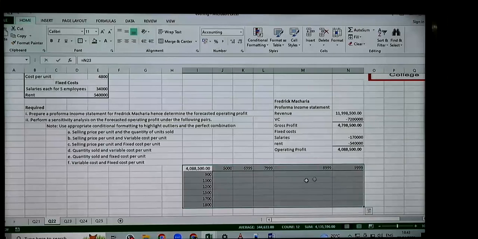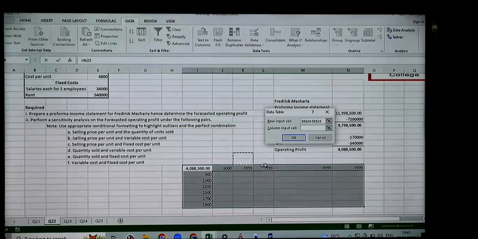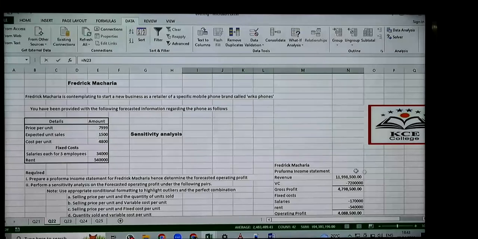Okay, I've already selected the data while I was creating the table. So I'll just go directly to Data, then What-If Analysis, then Data Table. Here, for the row input, don't input from here. That's why I told you we were linking the sales. So for the row input, it is the price per unit sold. You link it from there. And the column input is the expected unit sales. You link it from there. Then you press OK.